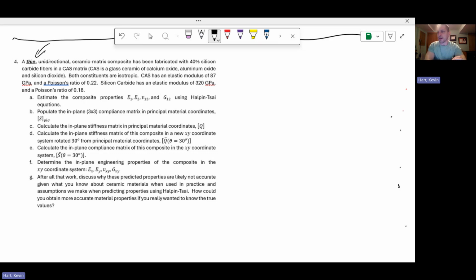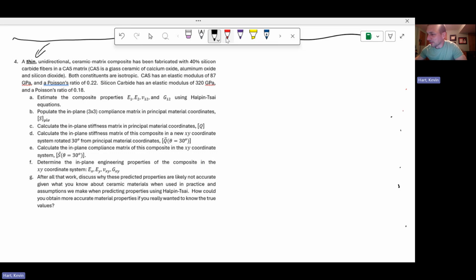Okay, so a thin, unidirectional ceramic matrix composite has been fabricated with 40% silicon carbide fibers in a CAS matrix. CAS is a glass ceramic of calcium oxide, aluminum oxide, and silicon dioxide. Both constituents are isotropic. CAS has an elastic modulus of 87 GPa, Poisson's ratio 0.22. Silicon carbide has an elastic modulus of 320 GPa and Poisson's ratio 0.18. So we're going to figure out some things about the composite that gets made with these two different constituents.